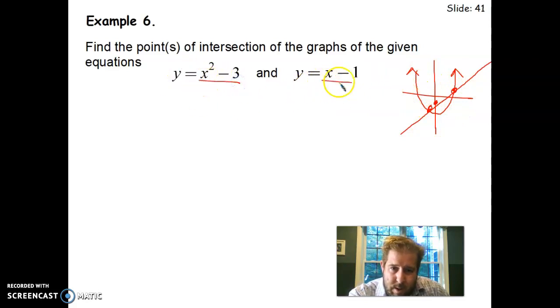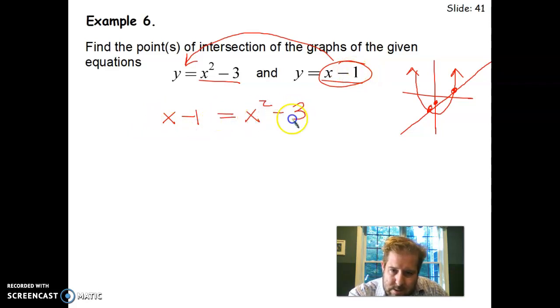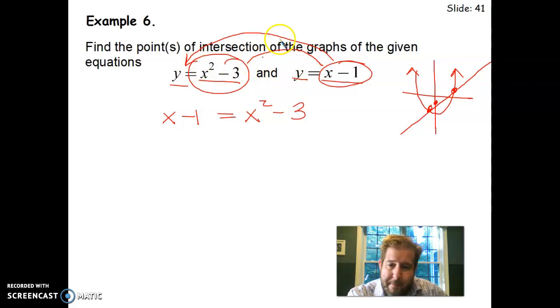Now this is, once again, just a rough sketch. What I'm going to do is I'm going to use substitution. If this equals y, then it should also be equal to that y. So I'm going to put x minus 1 equals x squared minus 3. Because they're both y equals. So if y equals this and y also equals this, it's kind of the transitive property, then this, by default, should also equal this, because they're both equal to y.